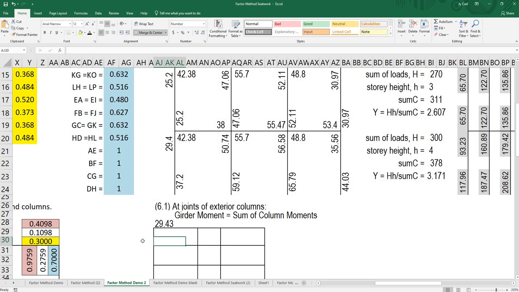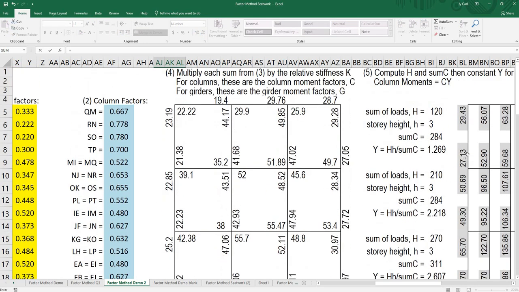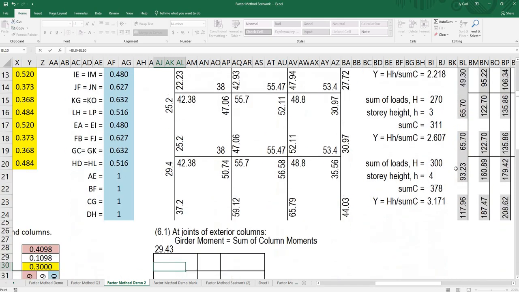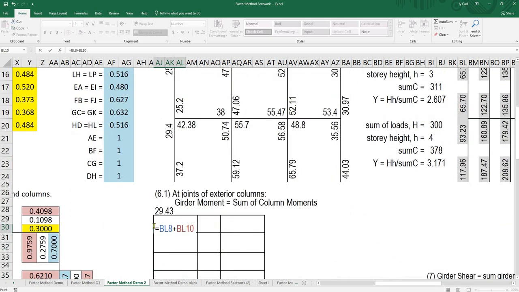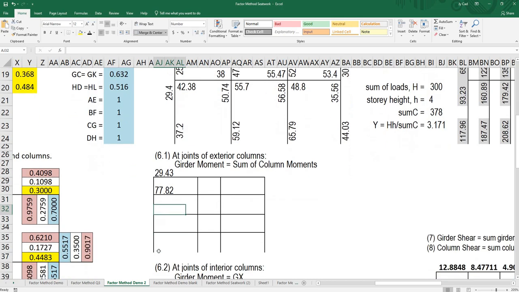And then for this exterior column naman, we are talking about this exterior column. The girder moment is the sum of the column moment 27.13, yung column na nasa taas, tsaka yung column na nasa ilalim. Let's say, itong dalawang column moment na yan ay clockwise, and then ang girder moment mo would be counterclockwise. So that is 77.82.